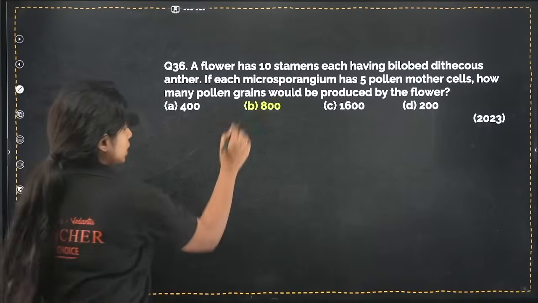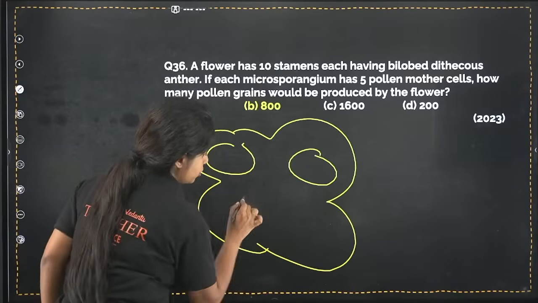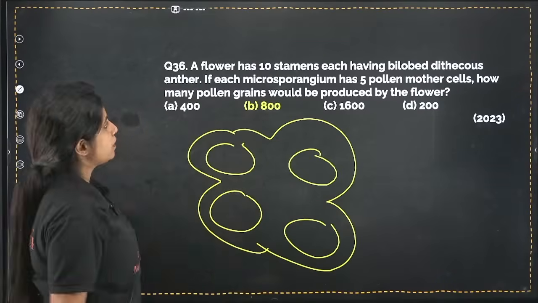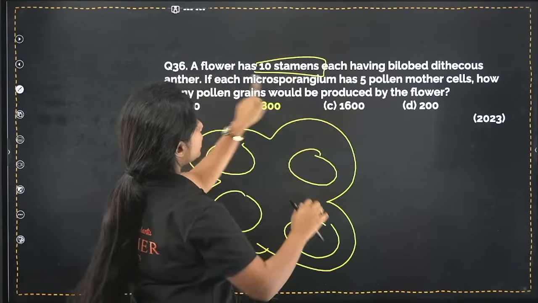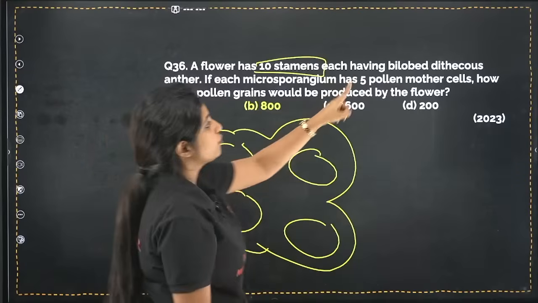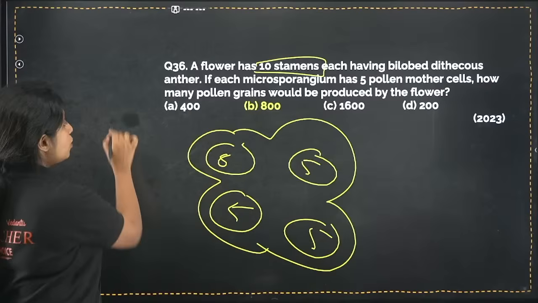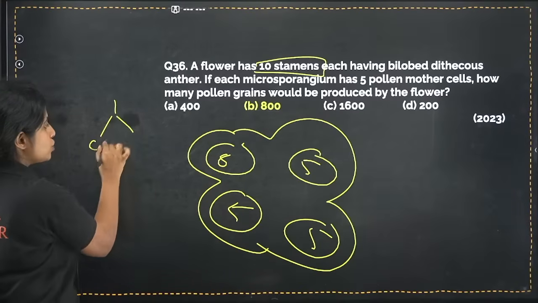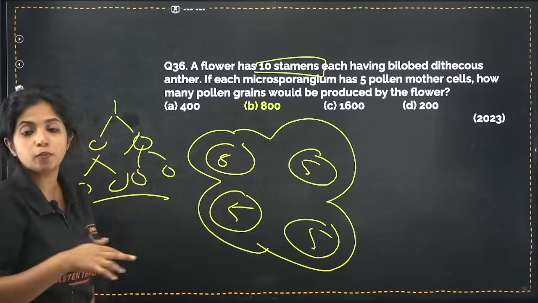So listen to me. Whenever you get a question like this, just make a diagram of an anther and make 4 circles over here, and then write whatever is written. A flower has 10 stamens. This is something different, keep it aside. If each microsporangium, that means this, has 5 pollen mother cells, so write 5, 5, 5, 5 over here. We know one pollen mother cell is going to give rise to what? It is going to give rise to 4 microspores, or later 4 pollen grains, right?